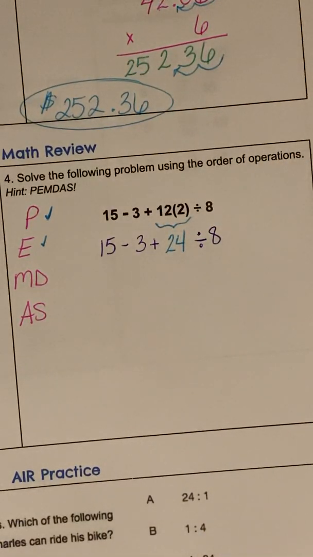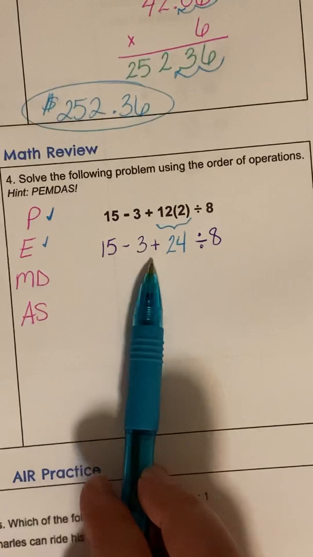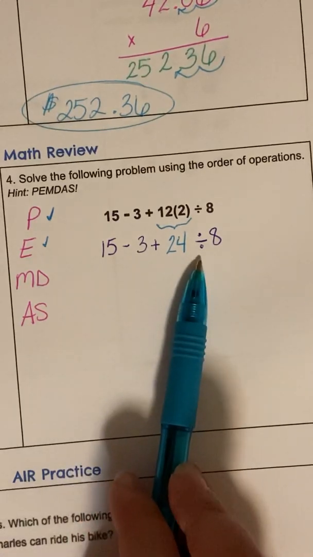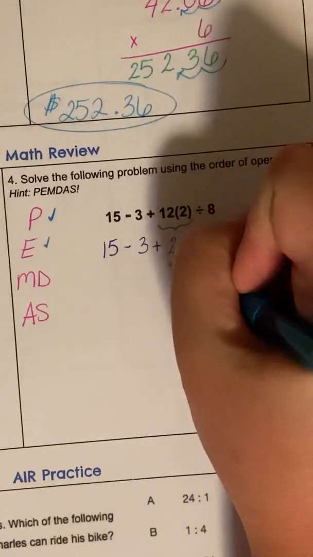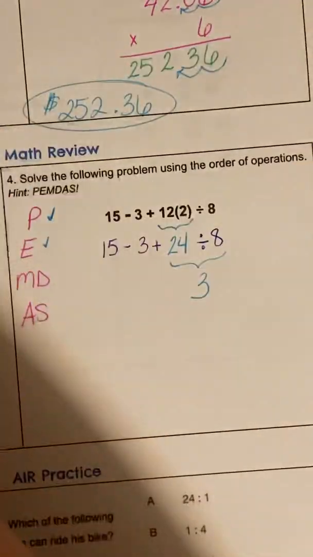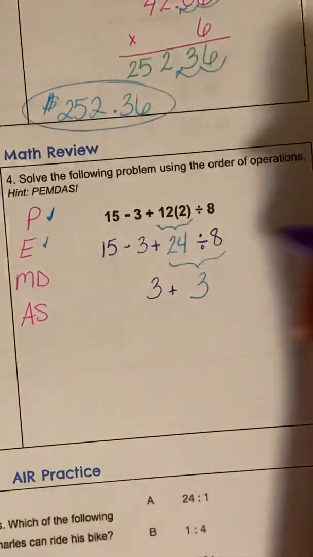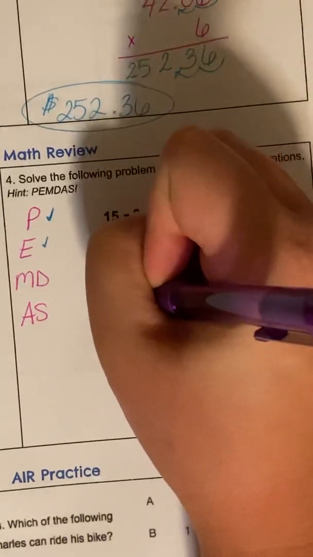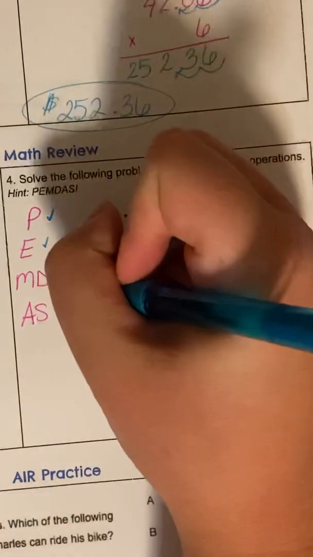All right, now, multiplication and division. Are we done with that? Nope, I see division. Let's make sure from left to right. Beep, beep, beep. 24 divided by 8. Oh, we know that. That's going to be 3. Bring everything else down that we did not use yet. Now, do we have any more multiplication or division? Nope, so we're done with that.